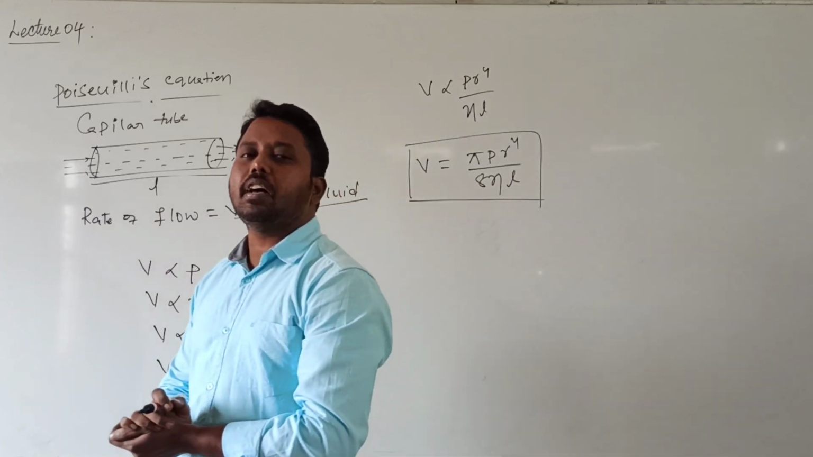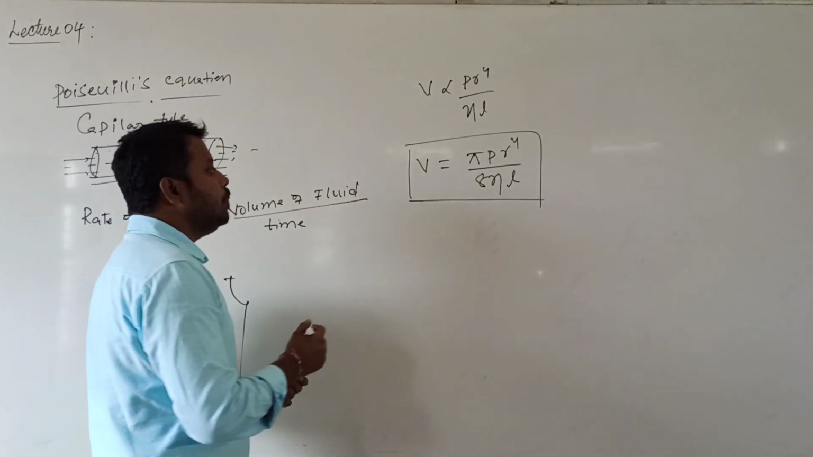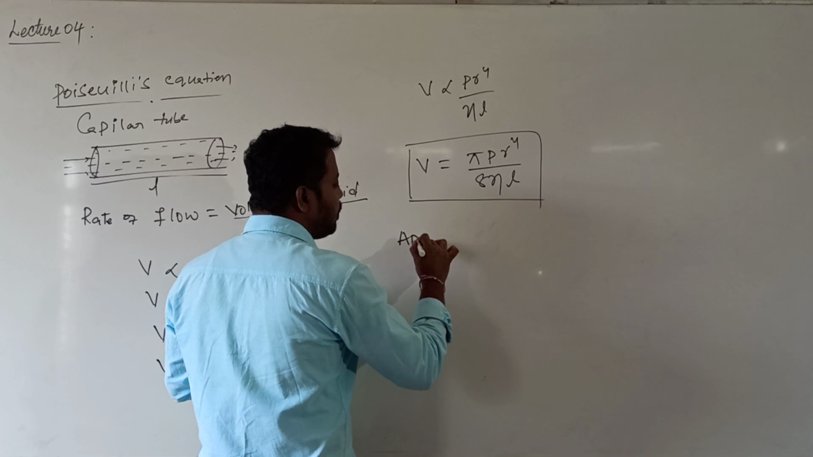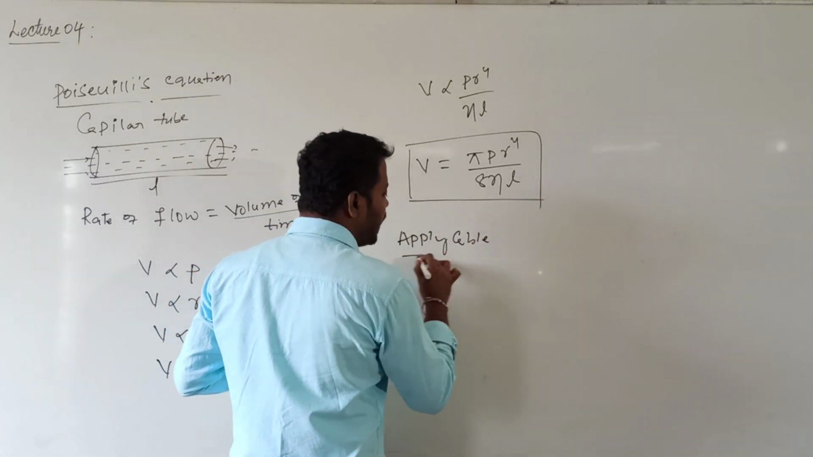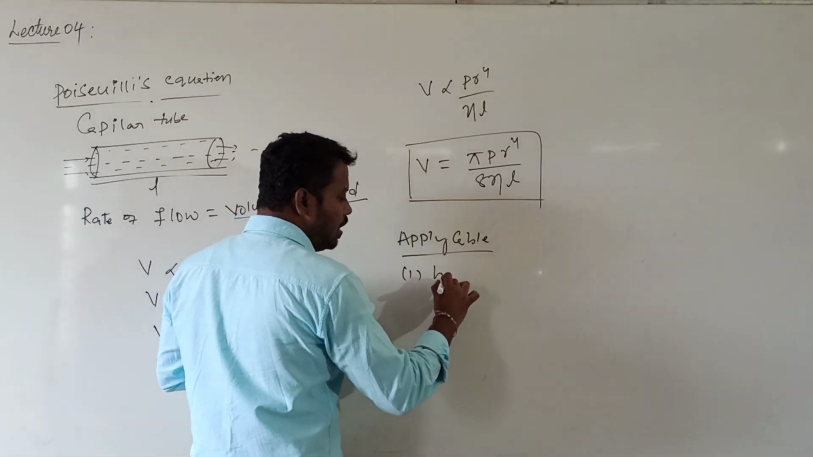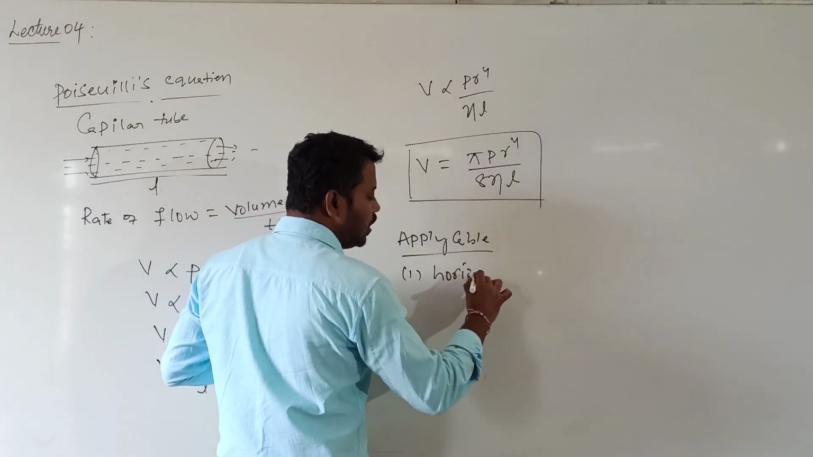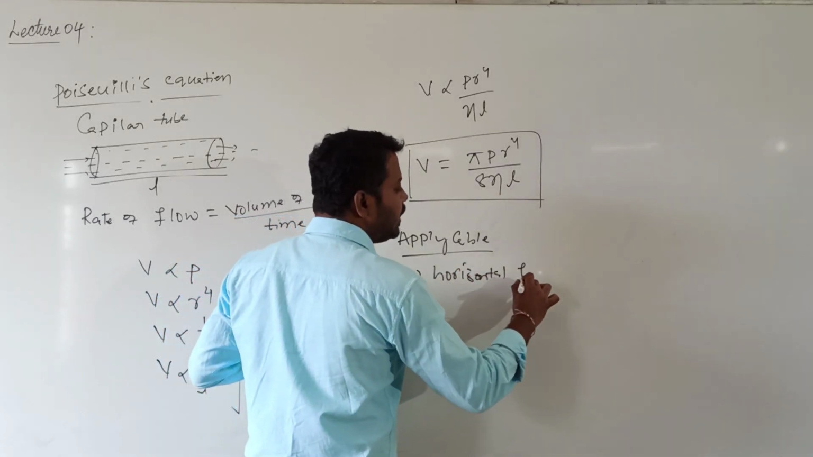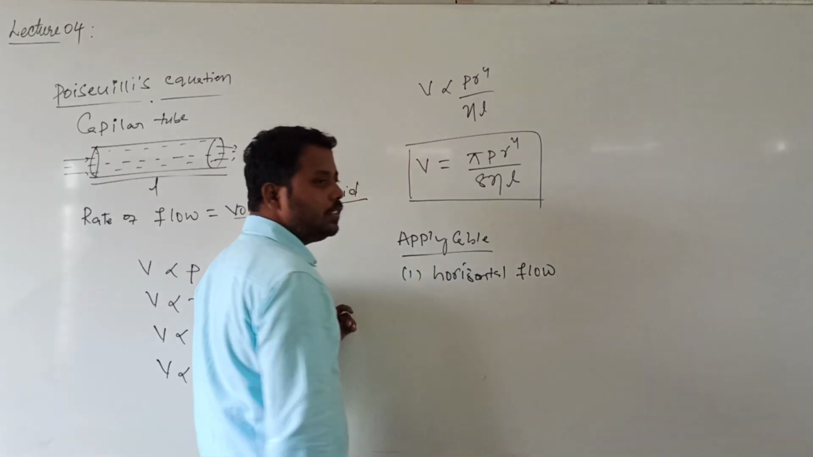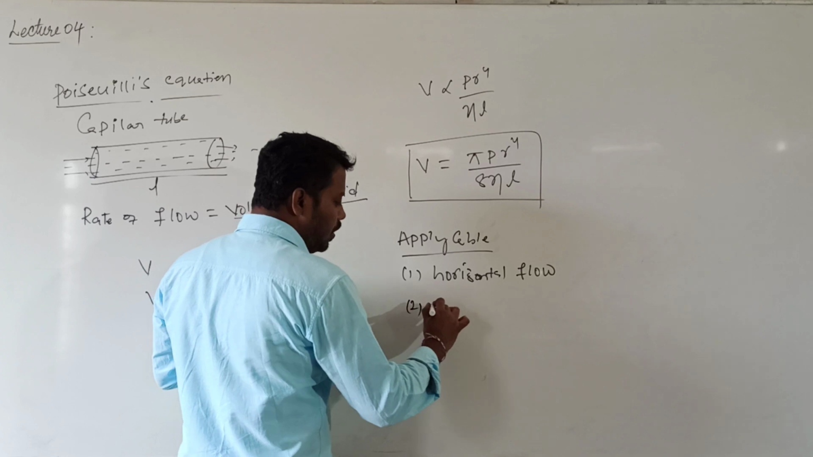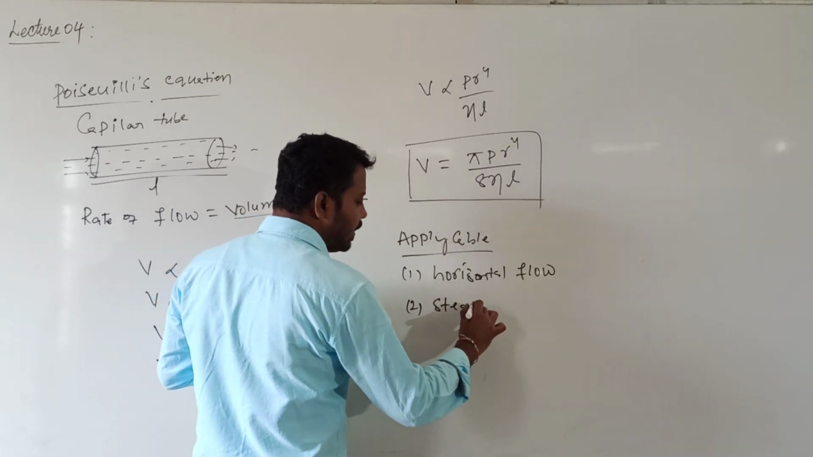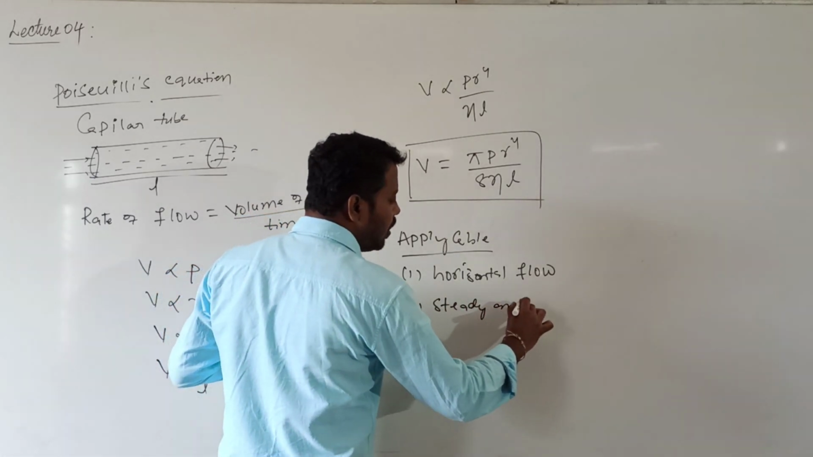But remember, this formula is applicable only for Poisson's equation. It is applicable only for, first point, horizontal flow. If the fluid flow is horizontal, then only you can apply this Poisson formula. And one more important point is the fluid flow should be steady and laminar.